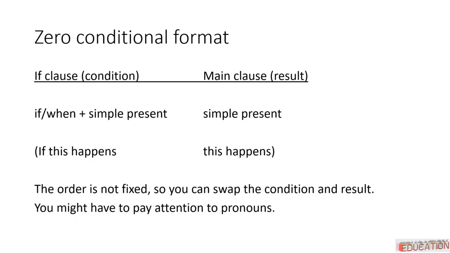The zero conditional has the following format: if plus simple present, then simple present. If this happens, then this happens. And because we're talking about truths and statements that are universally valid, we can swap the if with a when, and the meaning is still correct. And as with all conditionals, the two clauses can be swapped around without changing the meaning, but please pay attention to pronouns and punctuation.